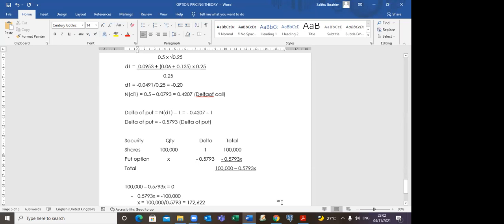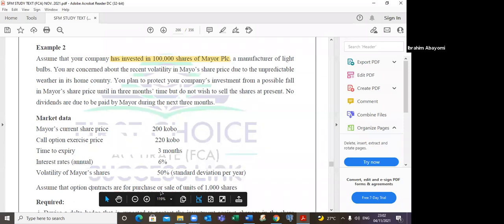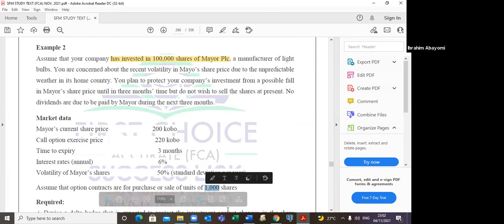Now look at it. Let's go back to the comment. The comment says, assume that option contracts are for purchase or sale of units of 1,000 shares. What does that mean? It means that one put option will be used to hedge 1,000 shares. So the number of options is going to be divided by 1,000. Because it is one option that will hedge 1,000 shares.